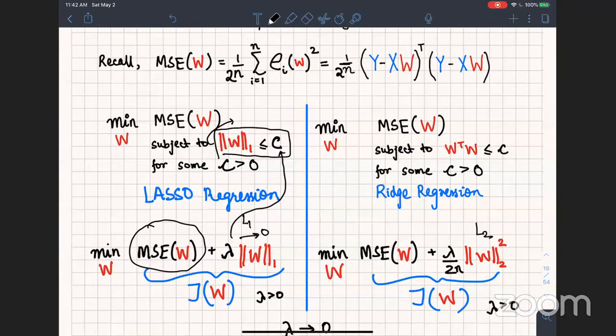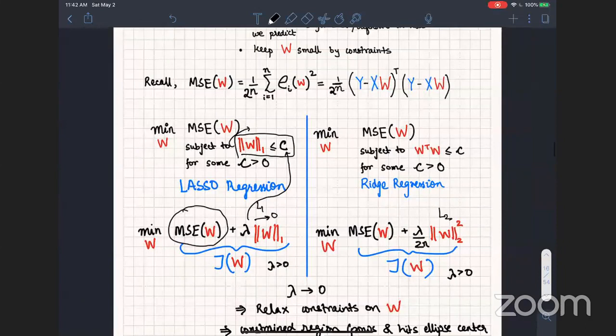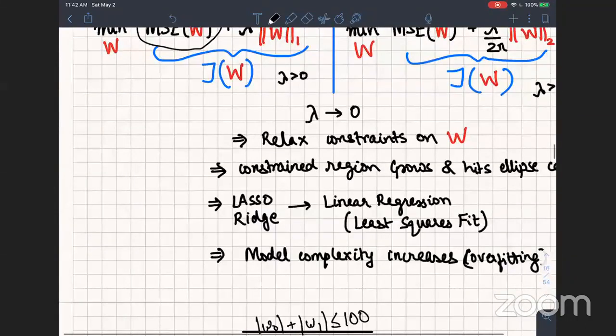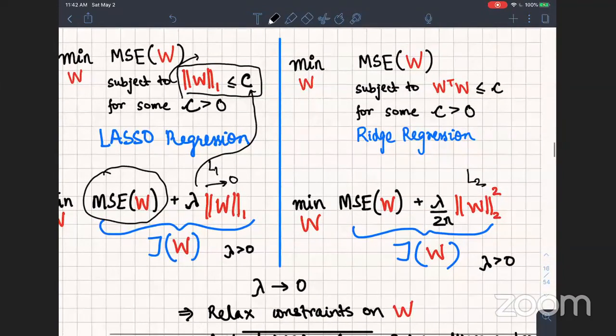No, lambda equal to 0, infinity. For lambda equal to 0, I understand, but I'm trying to understand, let's say C is any value, and I'm trying to constrain my W in a certain range. Then how does multiplying W norm with lambda and finding the minimum W for this cost function limit the value of W for me? Like, how is that mathematically sound?